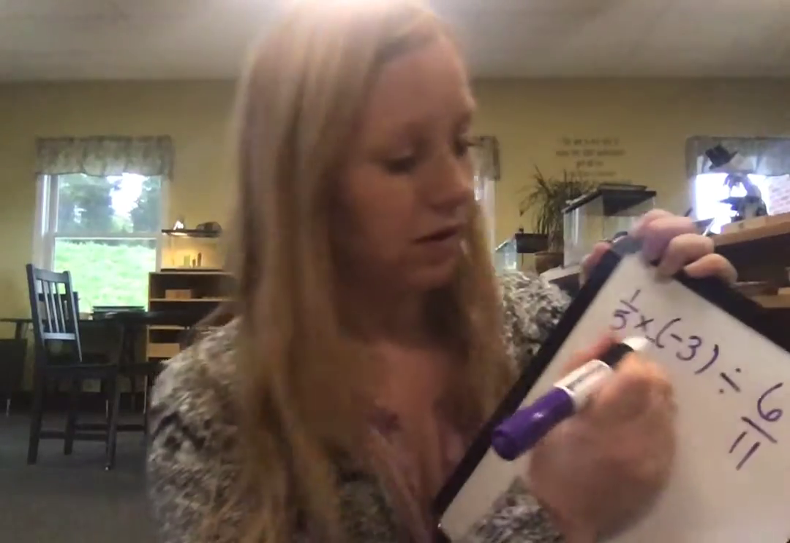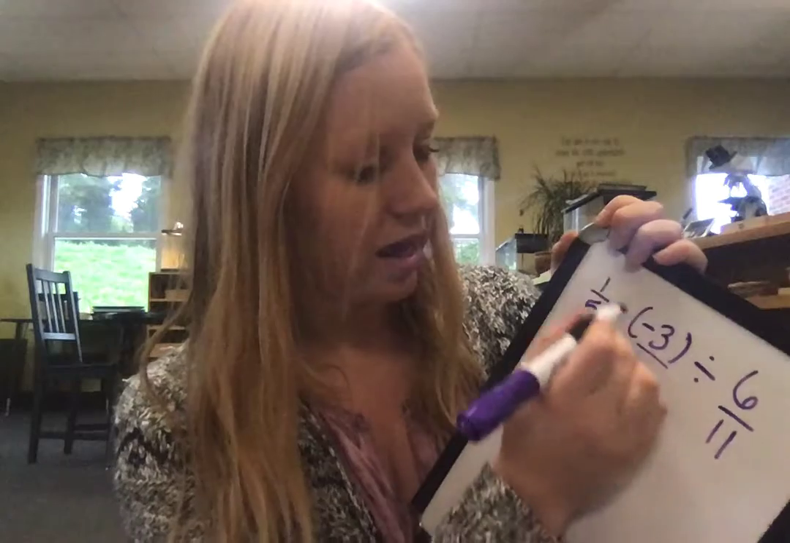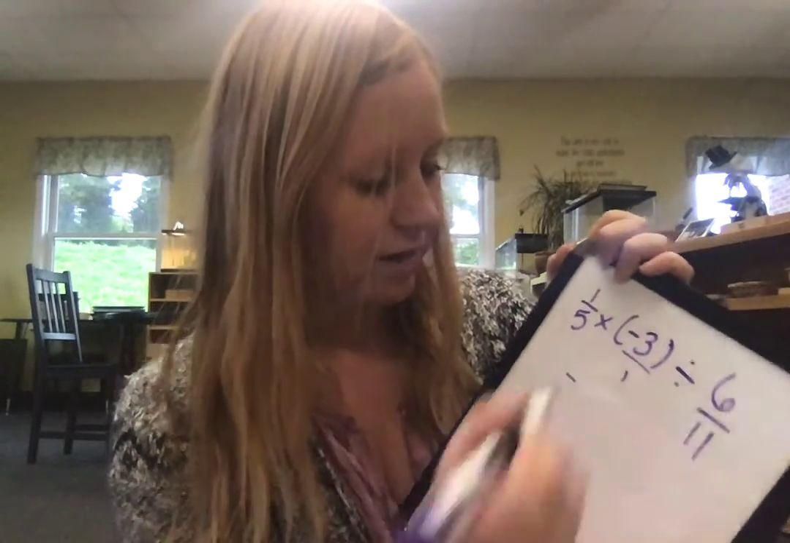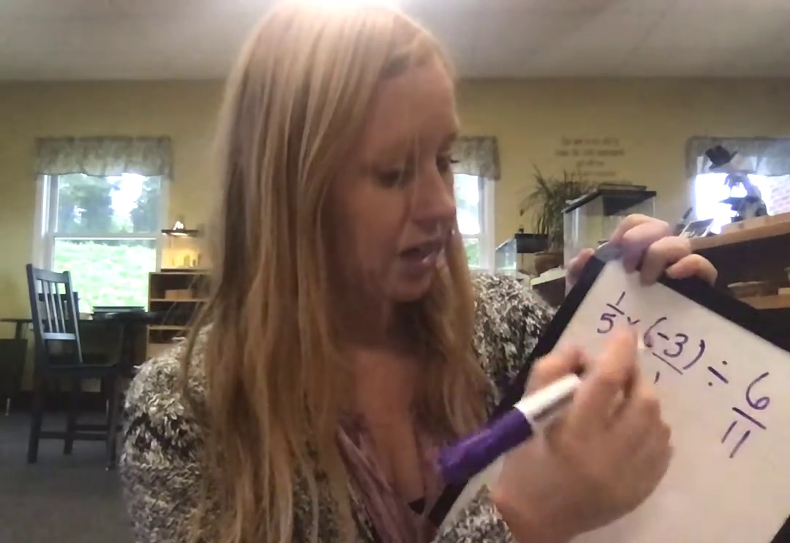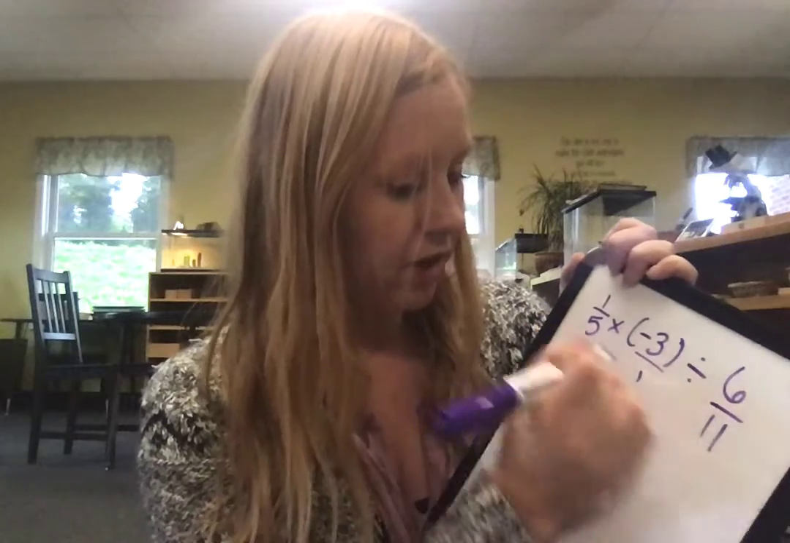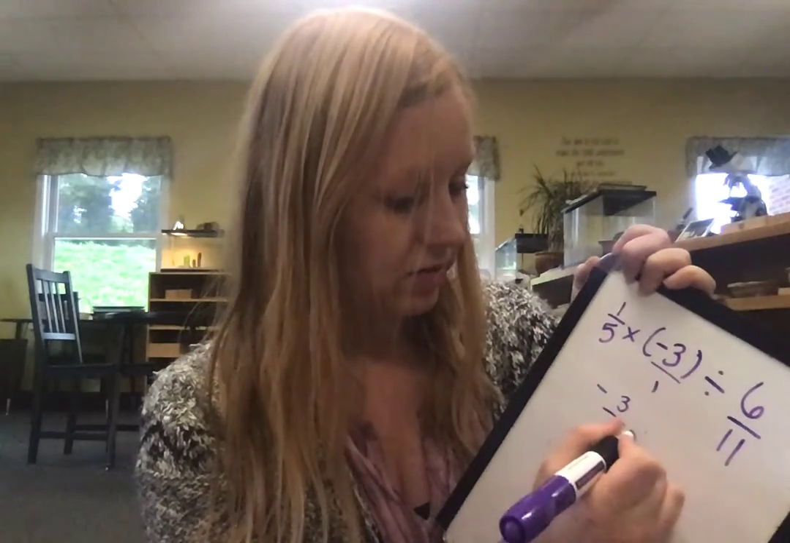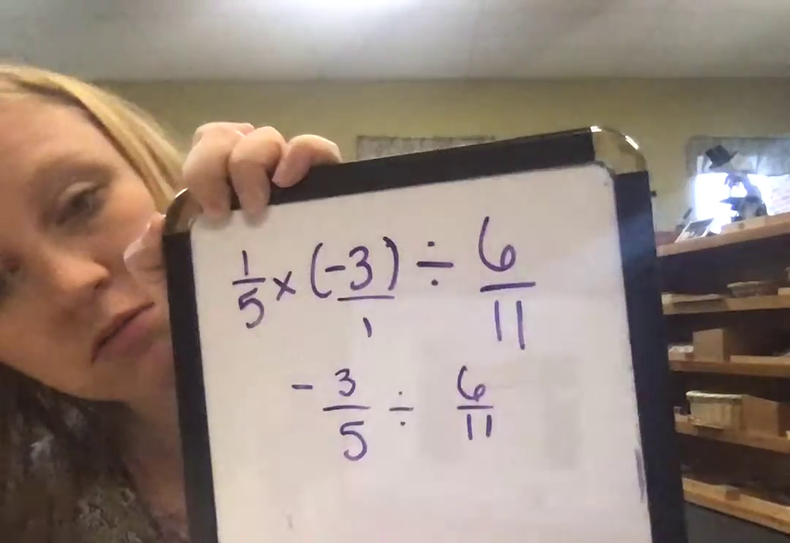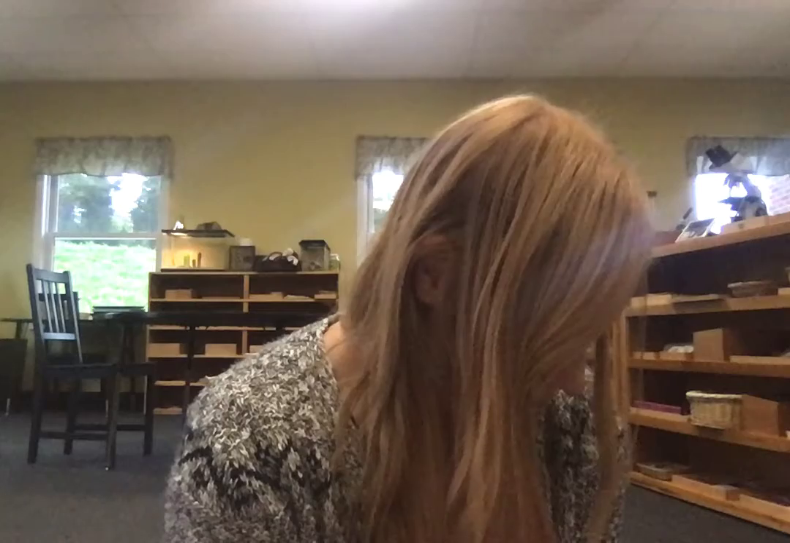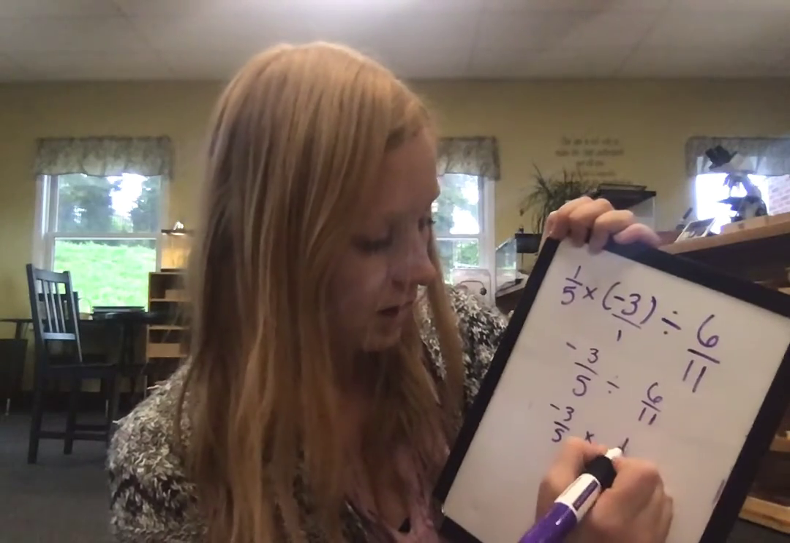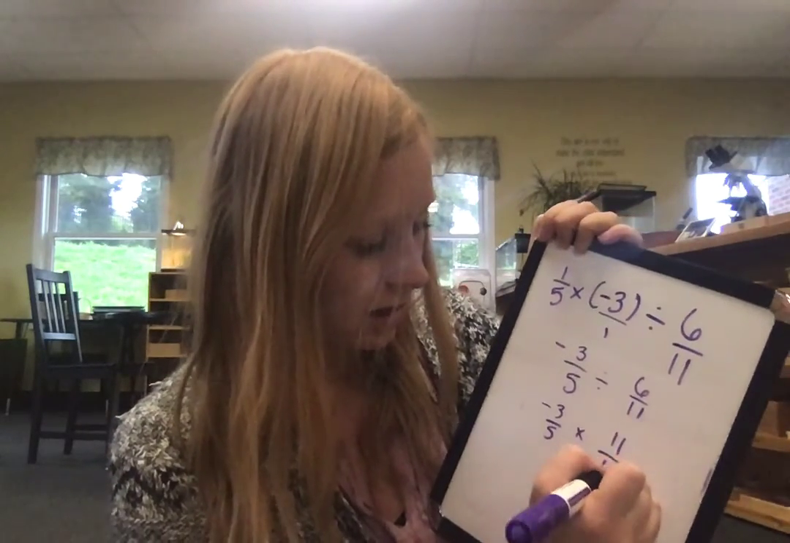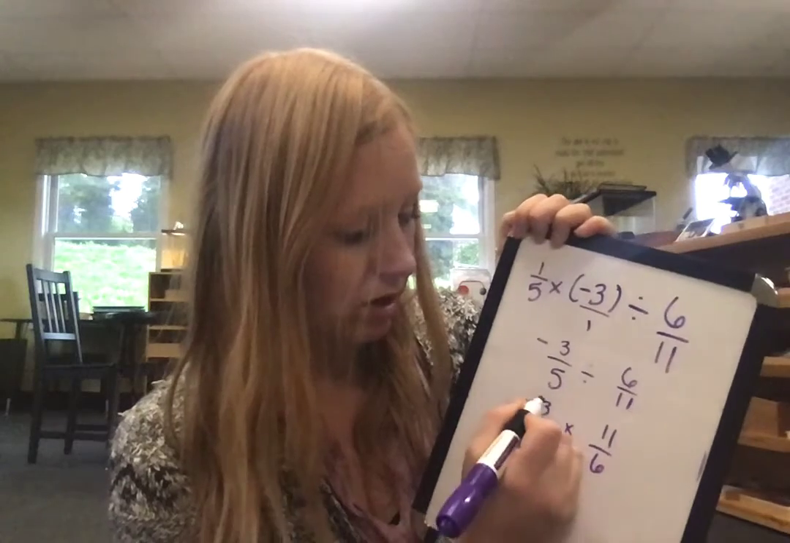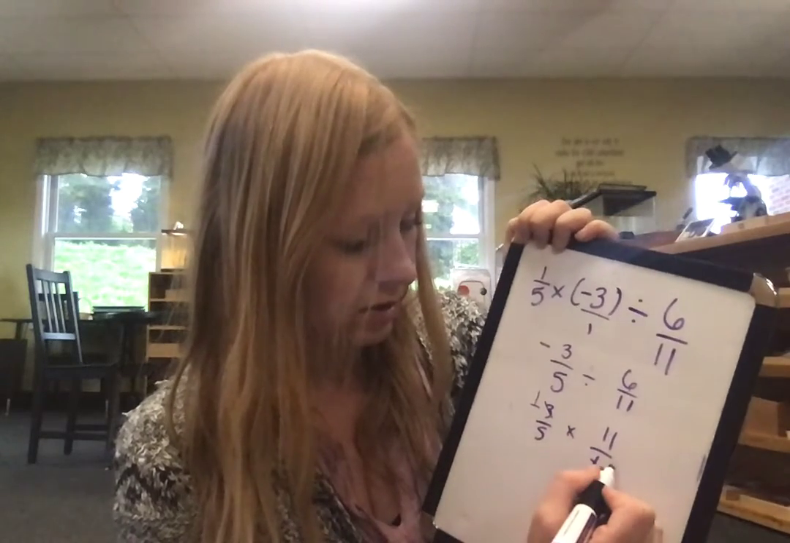Okay, we're going to deal with this first. I have a positive times a negative, which is going to give me a negative. 1 times 3 is 3. 5 times 1 is 5, divided by 6/11. When we're dividing a fraction, we're really multiplying by the reciprocal. 3/5 times 11/6. Some cross out multiplication.